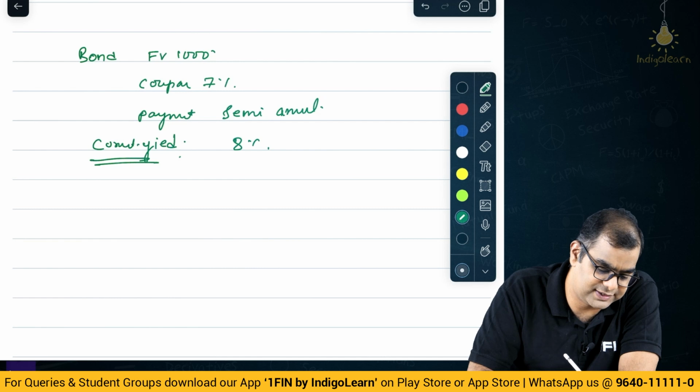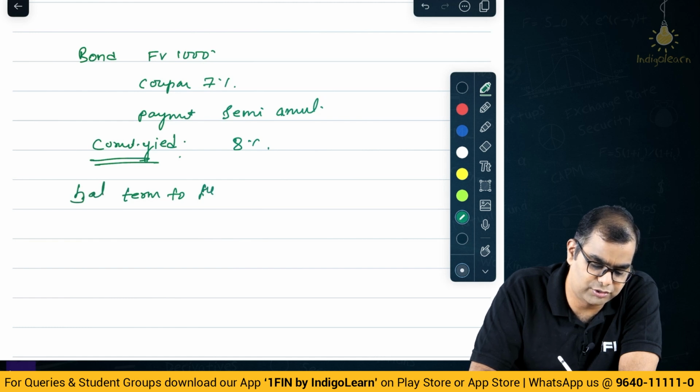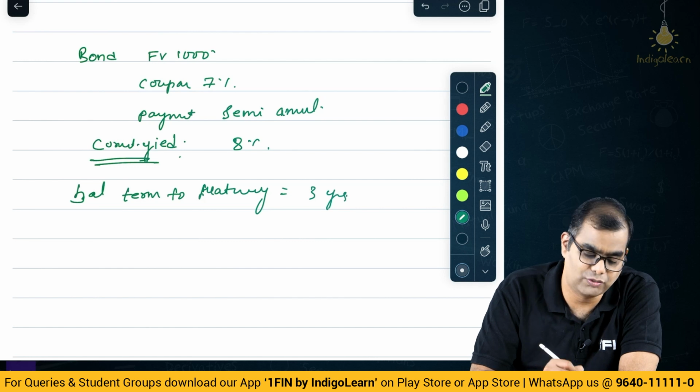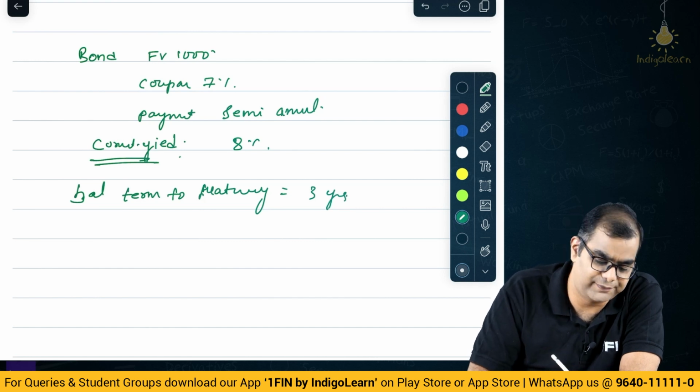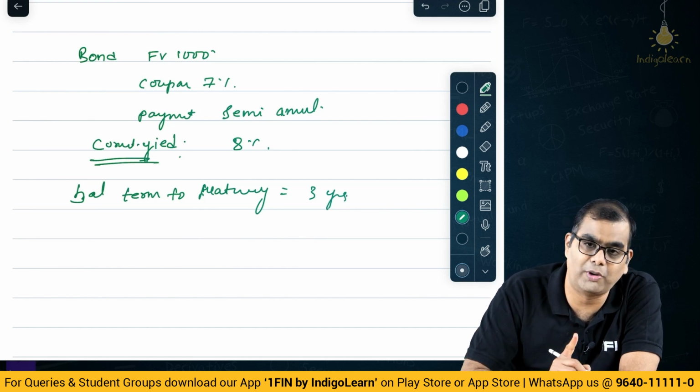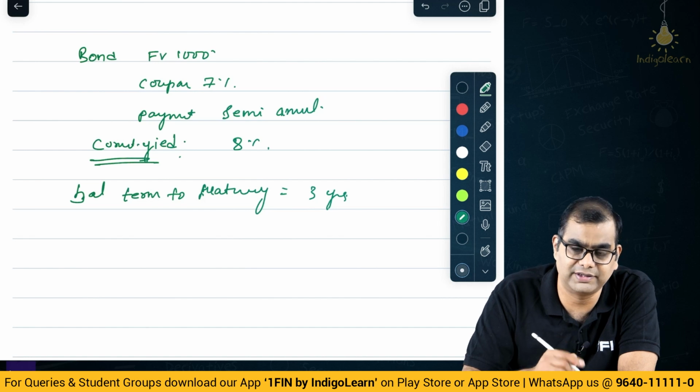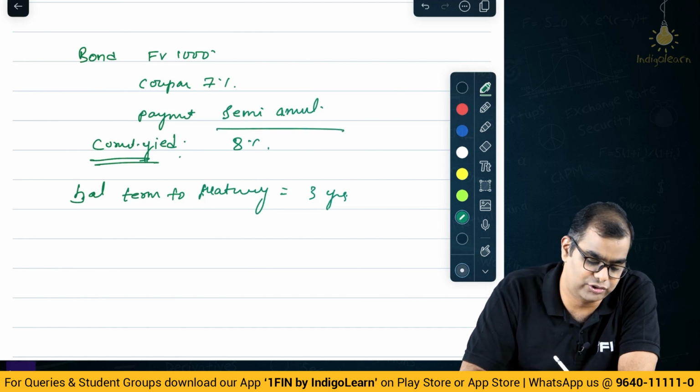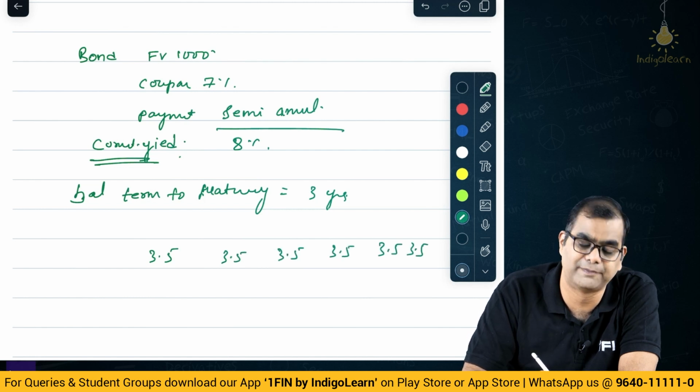Let us say the balance term to maturity is exactly 3 years. So, the first coupon is received at the half year, because it is a semi-annual coupon. You receive 3.5, then you receive another 3.5, then 3.5, then 3.5, like that you receive for 6 periods.